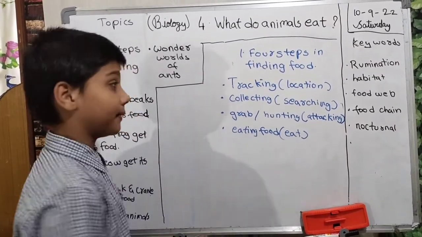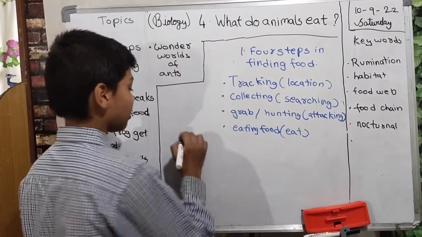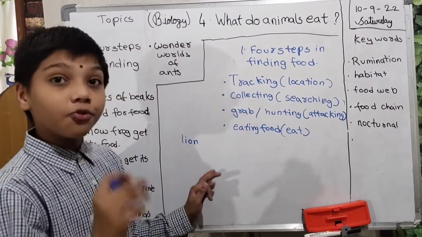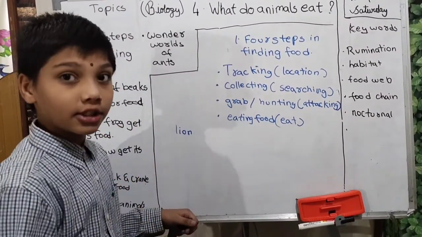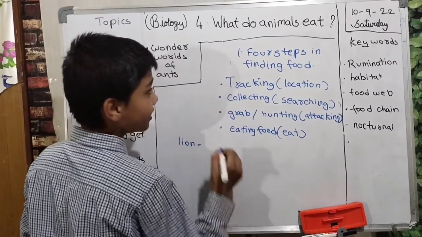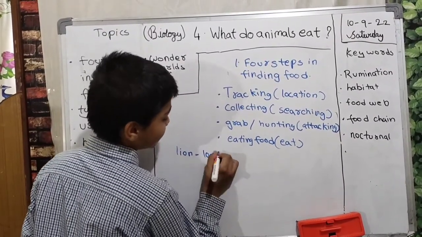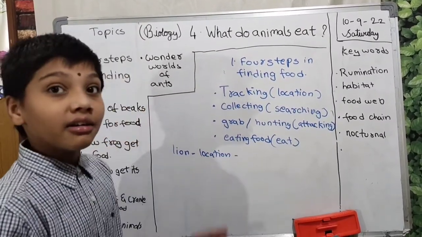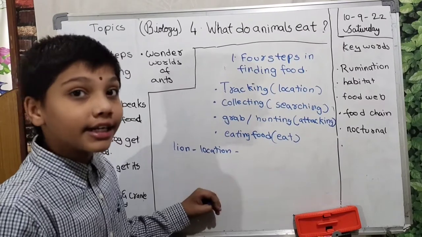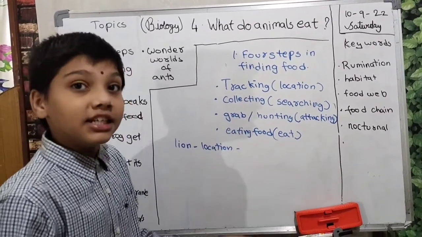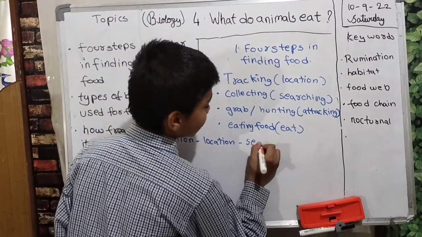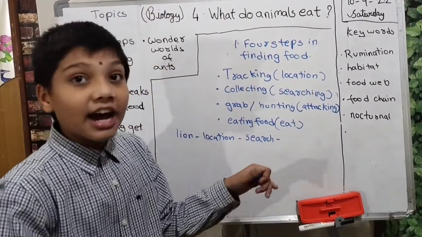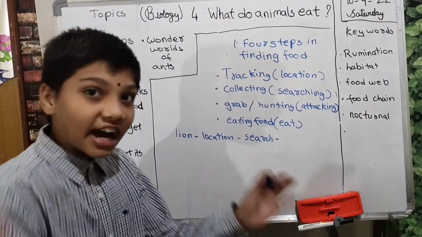I'll give an example of tracking. Now we'll take a lion. The lion will first find its food. Yes, the lion will first search the location. After that, it searches where the food is. And after that, it will hide in the bushes and directly attack.